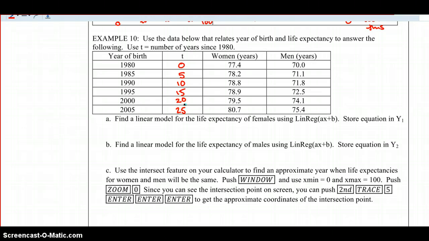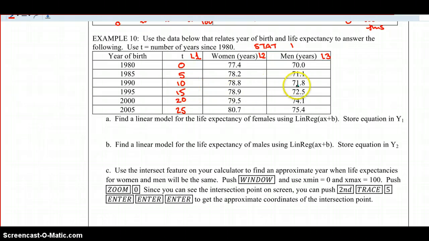Okay, so the first thing that you need to do is you're going to have to probably pause this video for a minute while you put the values of T in L1, the women's life expectancies in L2, and the ones for the men in L3. So remember, you can push stat and 1 to get into the input screen, and we need to first enter these 3 lists of data.